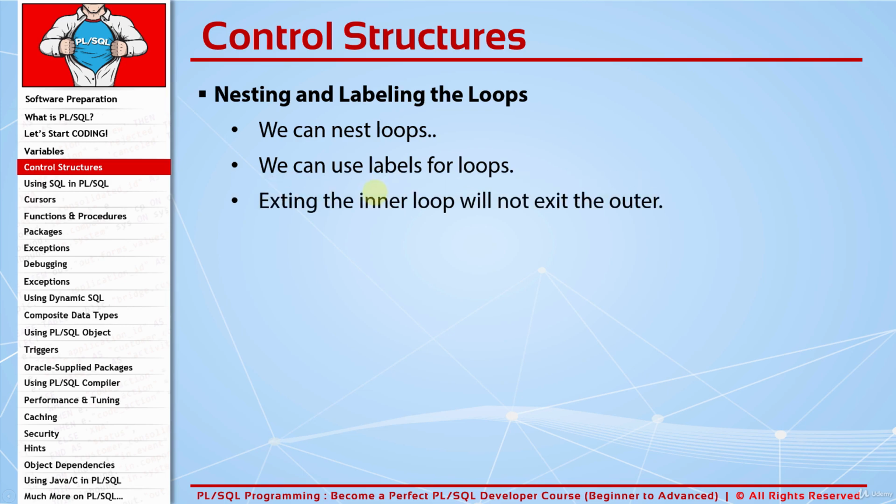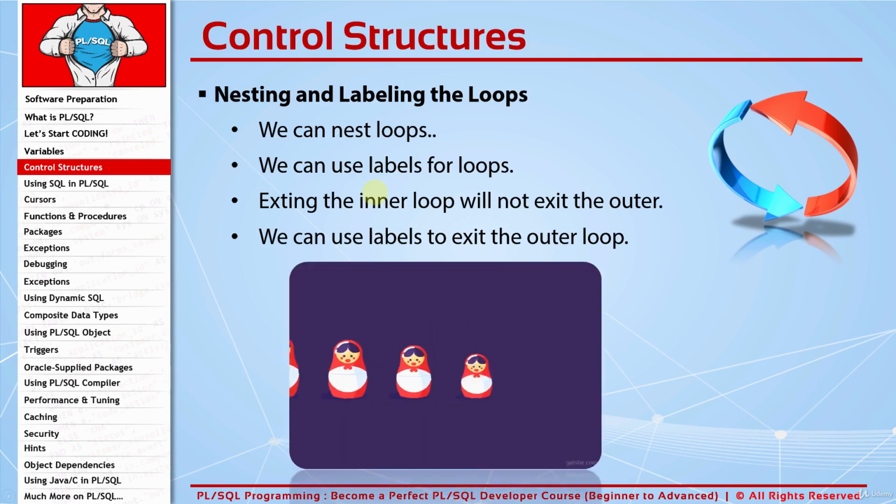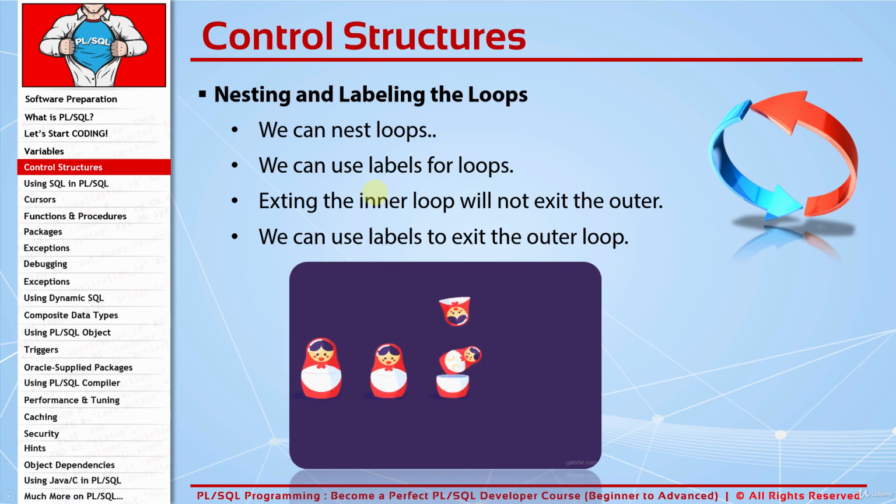If you use an exit keyword inside an inner loop, it will not finish the outer loop. It will finish only the corresponding loop. But we can use labels to exit the outer loop. If we label the outer loop, we can use the exit command with the label and finish both the inner and the outer loop at the same time. This is really good. Now, let's see how to use it in an example.